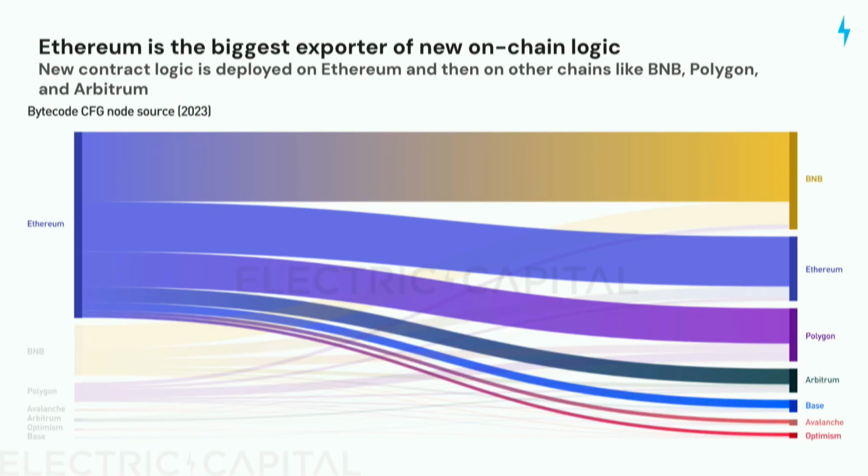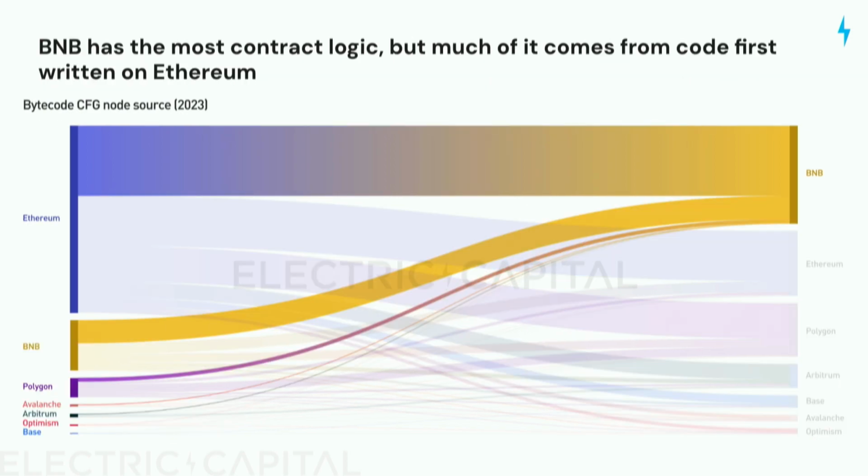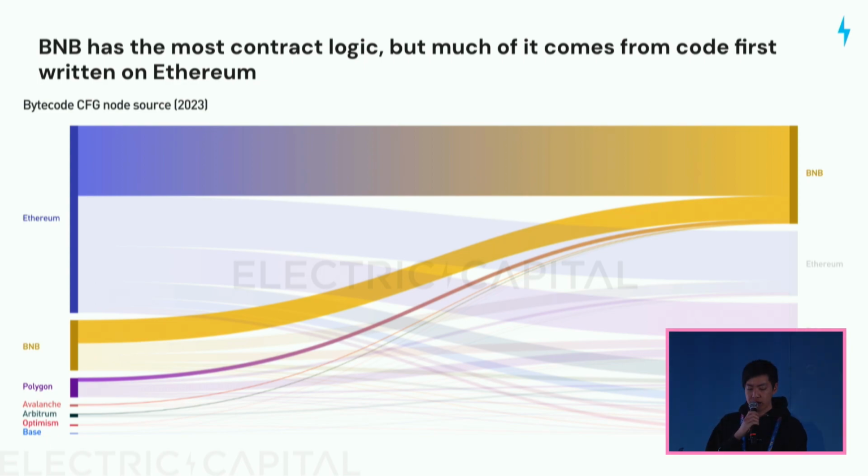And Ethereum is also the biggest exporter of new on-chain logic. So chains like BNB, Polygon, Arbitrum, Base, Avalanche, and Optimism, the developers on those chains, when they're writing their smart contracts, are reusing pieces of logic that originated and were first deployed on Ethereum. Second to Ethereum is BNB, which exports a lot of logic, has a lot of deployments, but the vast majority of those deployments comes from code that was first deployed on Ethereum.